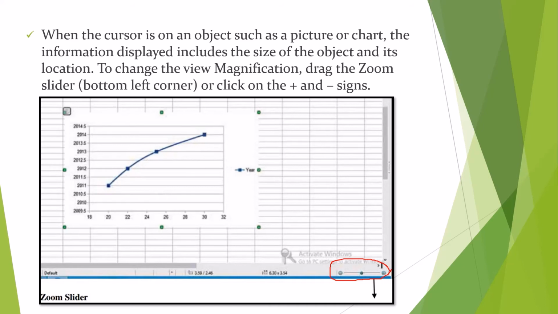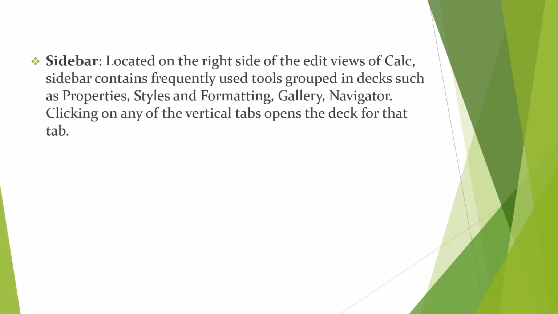Next is the sidebar. The sidebar is located on the right side of the edit view of Calc. It contains frequently used tools grouped in decks, like properties, styles and formatting, gallery, navigator. All these are located in the sidebar. Clicking on any of the vertical tabs opens the deck for that tab.